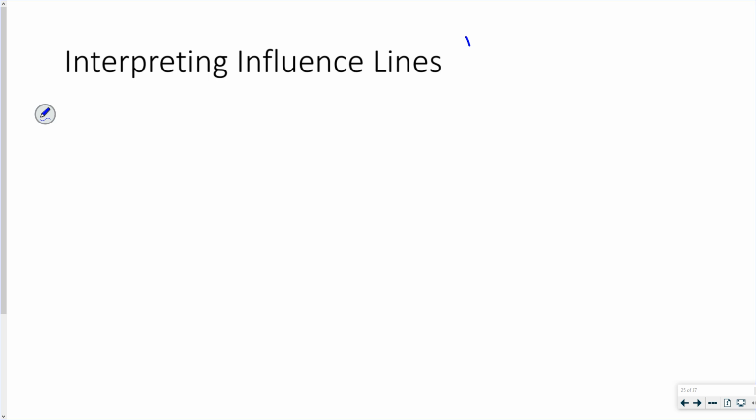Notice that the influence lines that we've drawn so far, and what we're going to reference, are a moving concentrated load.